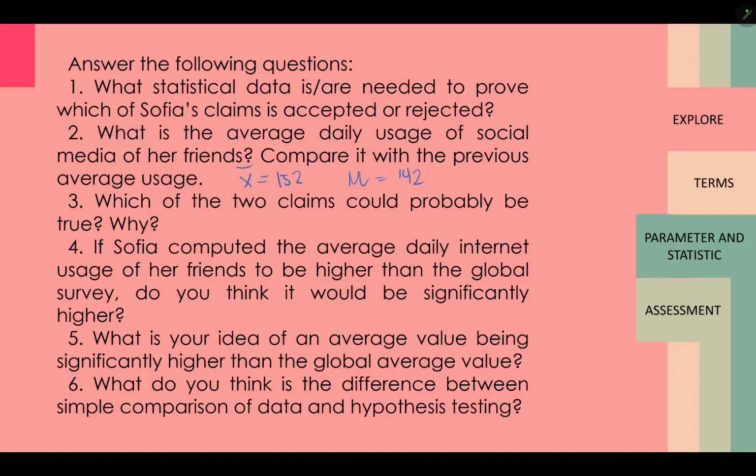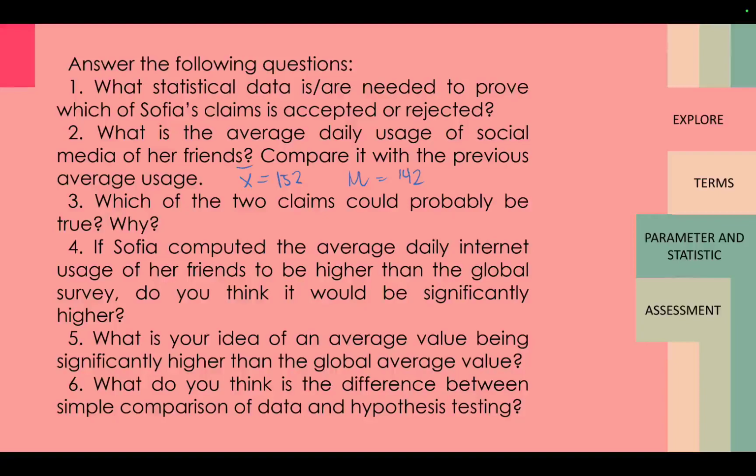If we compare, the daily average usage of social media of her friends is actually higher than the obtained average from the global users. Which of the two claims could probably be true, and why? If we examine, we can consider the previous claim, the 142 minutes per day, could probably be more valid and reliable. One reason is that it was conducted with wider respondents because it was conducted globally. Second, if proper sampling was made, you were able to get respondents from different groups. Unlike Sophia's respondents, who are coming from her friends, so probably they share the same characteristics.